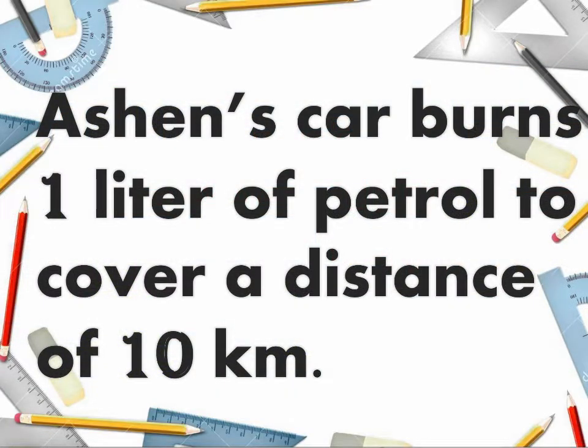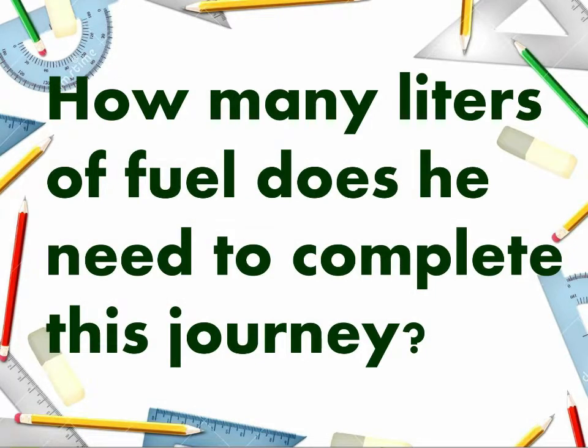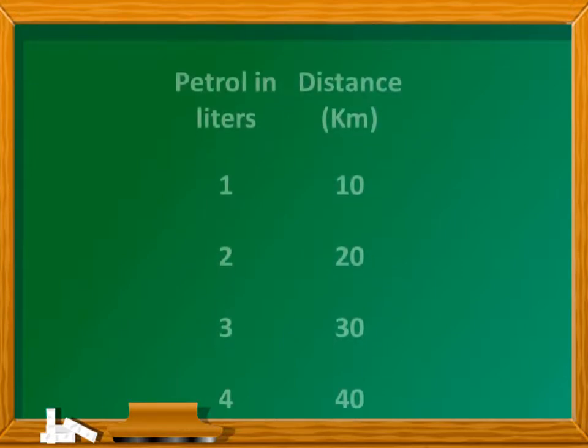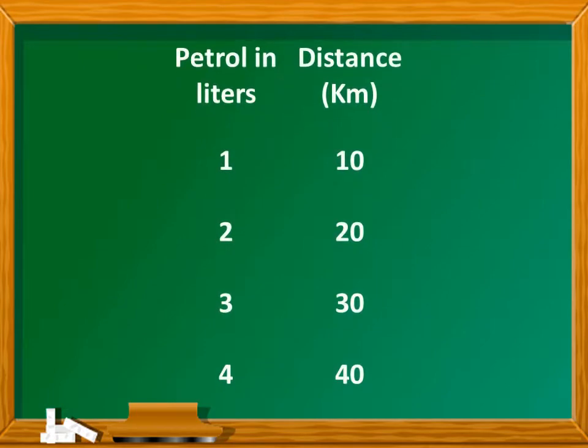He faced a big problem because Ashan's car burns 1 liter of petrol to cover a distance of 10 kilometers. So he needs to find how many liters of fuel he needs to complete this journey. Okay, let's see how to solve this problem. When we consider these two different quantities, the number of liters of fuel burned and the distance, it's clear that these two are different quantities.